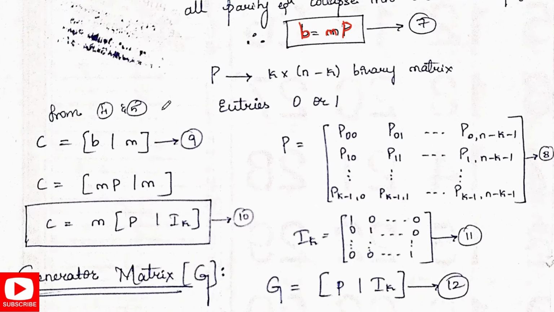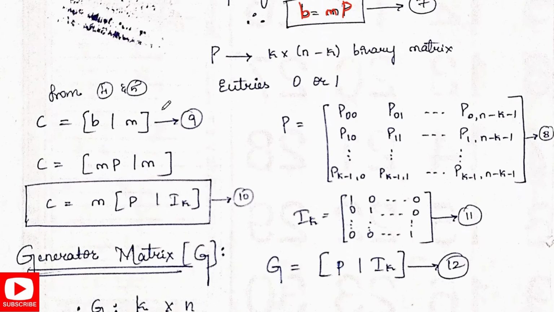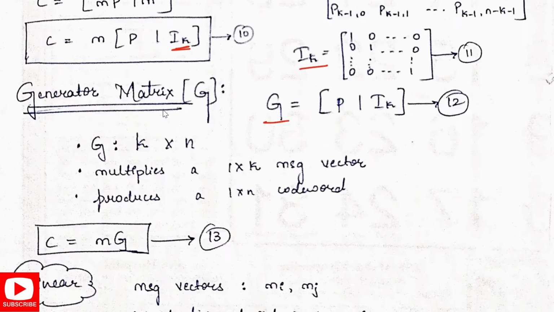Next, from equations 4 and 5 that we had written, we can write C is equal to B and M. Substitute B as M into P, that is MP and M. Next, you can take M as common, and that becomes M times Ik, the identity matrix. So P is given by this type of matrix and I is the identity matrix. So you can write the generator matrix as P and Ik. That is what we have given here.